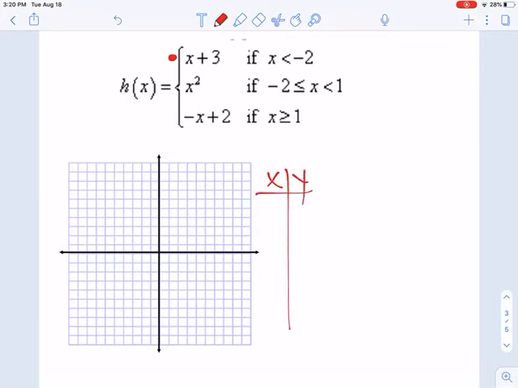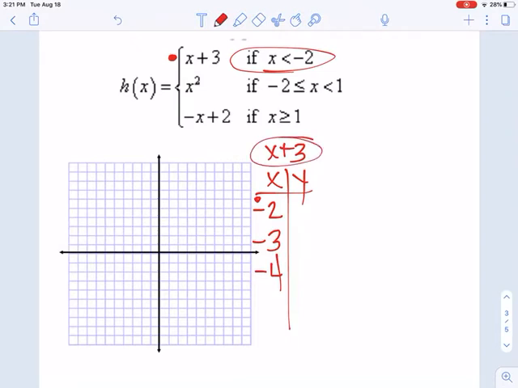Okay, so we have 3 pieces, so we're going to need 3 XY charts. Okay, so this first piece is x plus 3, and it looks like our domain is x is less than -2. So we're going to start at -2. I'm going to remind myself that we're going to need an open circle there because of the strict inequality, and we're going to have to get smaller with our x's.